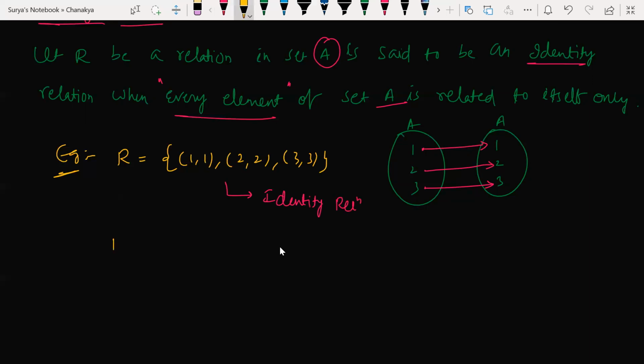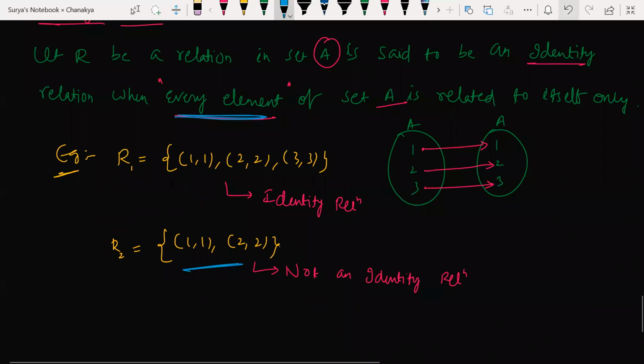Now let me take one more example. Let's say this is R1, and let me give this R2. Let me write 1 comma 1 and 2 comma 2. Check whether it is an identity relation or not. It is not an identity relation. Why is it not an identity relation? Because 3 comma 3 is missing here. What I told in the definition is that every element should be related to itself. But you are missing 3 comma 3 here. Understood my point? Is it clear?